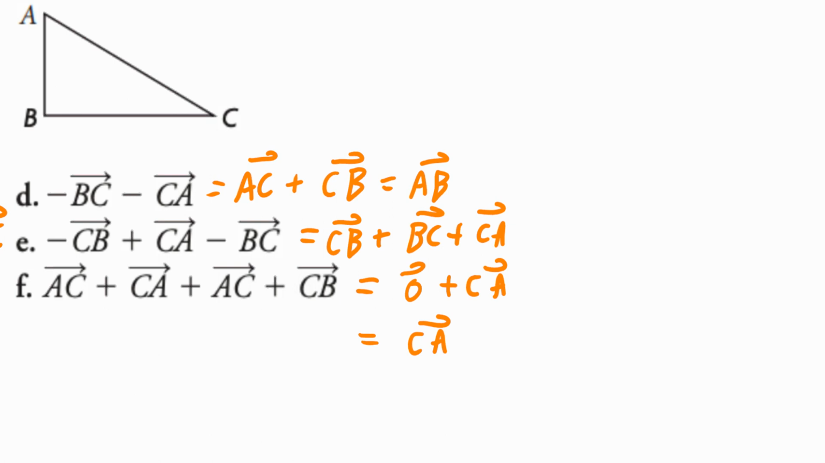Part F. Let's draw a line here to separate those two parts. Vector AC plus vector CA plus vector AC plus vector CB. Again, by inspection, my educated guess is the answer is going to be vector AB. Now, let's start the first part.